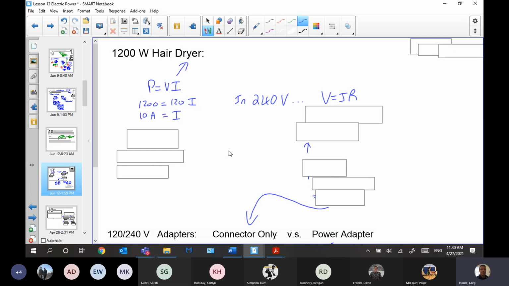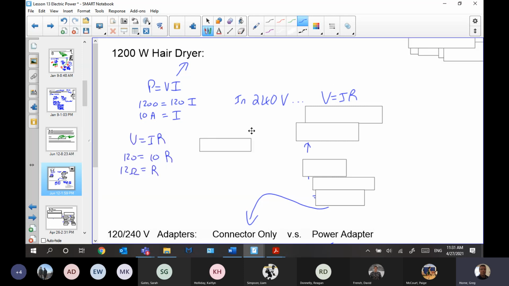You can't plug in like 6 hair dryers at once in a bathroom, or even 2, you probably can't get away with. 2 hair dryers probably blows the circuit because they're drawing like 10 amps each, right? So with 10 amps, we can calculate how many ohms that is. I'm just using the power equation, and then I'm using Ohm's law.